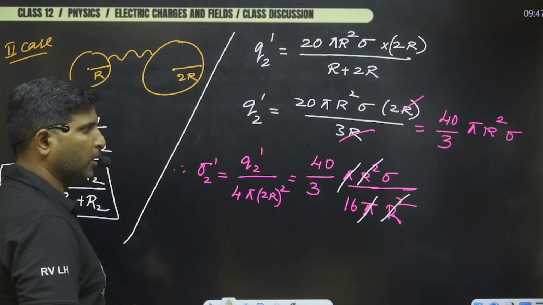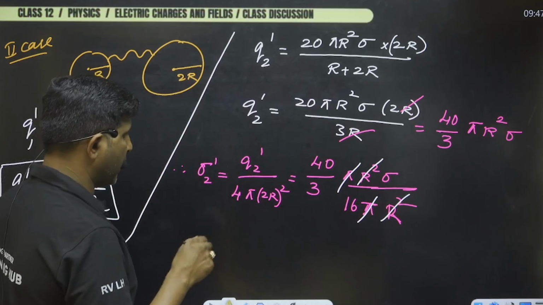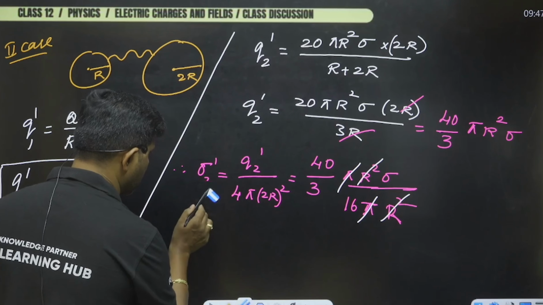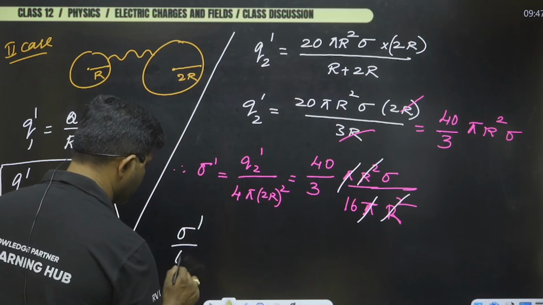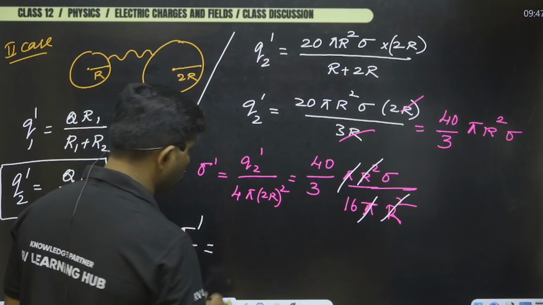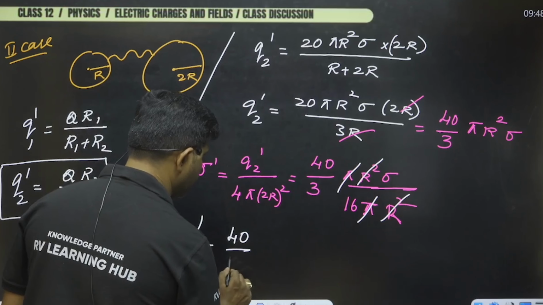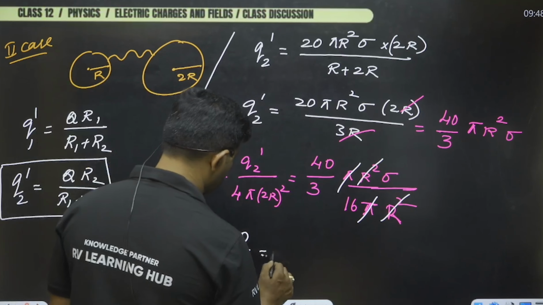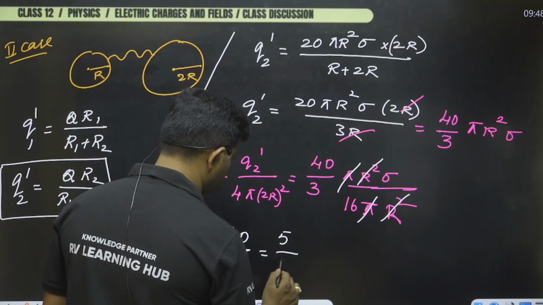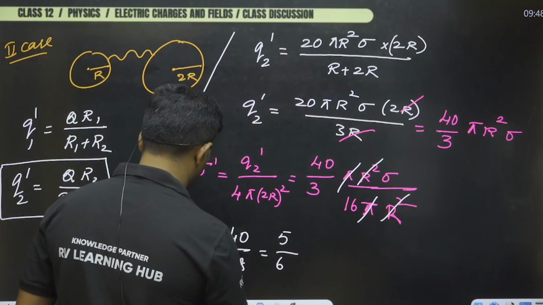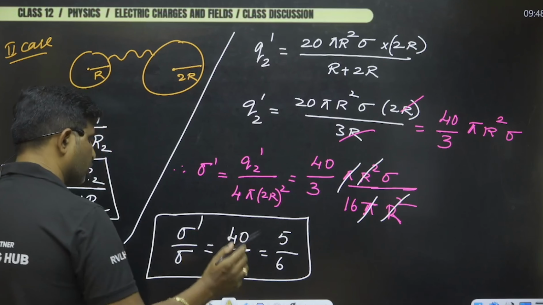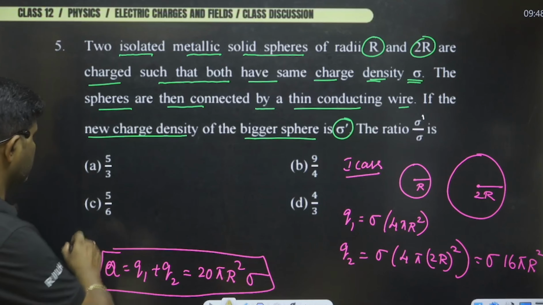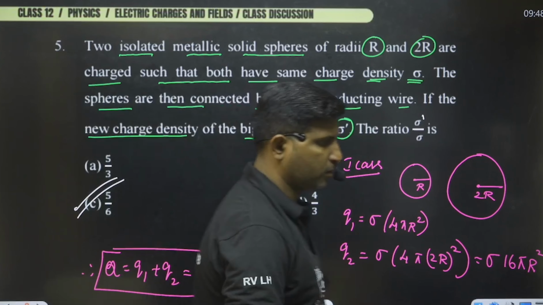They are asking the value of sigma dash by sigma. Sigma dash by sigma will become equal to 40 divided by 48. We can say 8 fives are 40, 8 sixes are 48. So we get the answer as 5 by 6. Is it clear? So like that we can go with option C as the right answer.